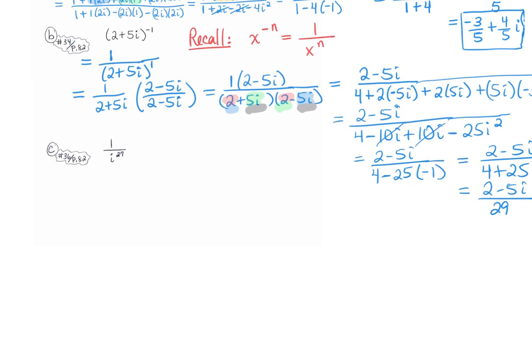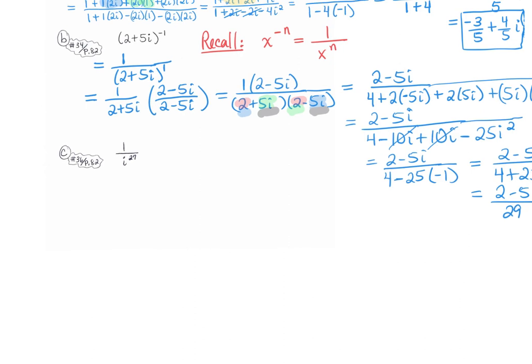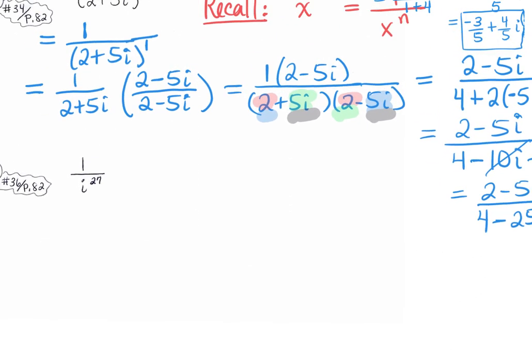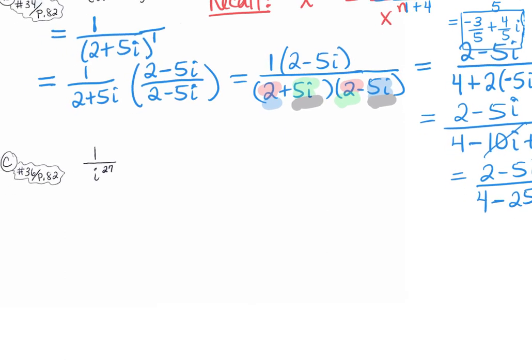So part C, we have 1 over i to the 27th. Zoom in a little bit. We have 1 over i to the 27th. Now, this is a what in our denominator? It looks familiar. It's a power of i, right? Good. It's a power of i. So what we want to do is figure out what this power of i is first before we simplify.